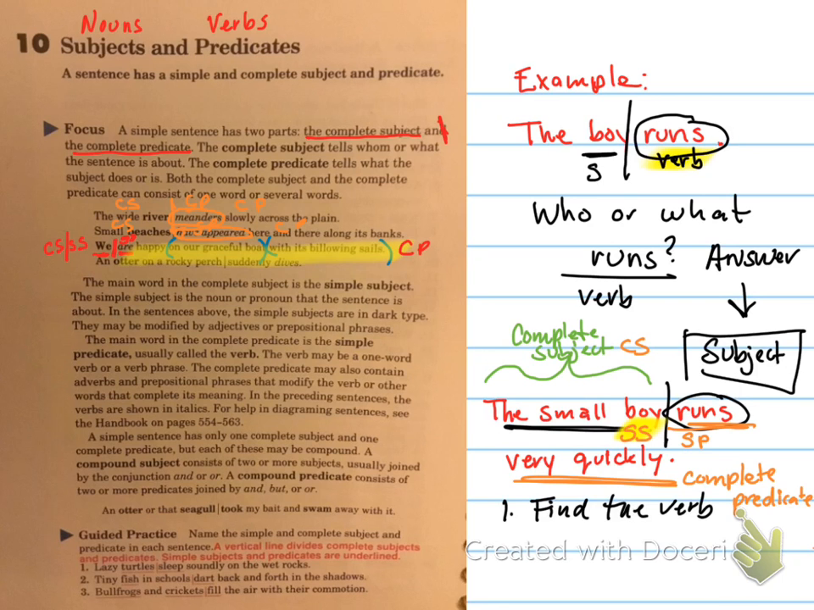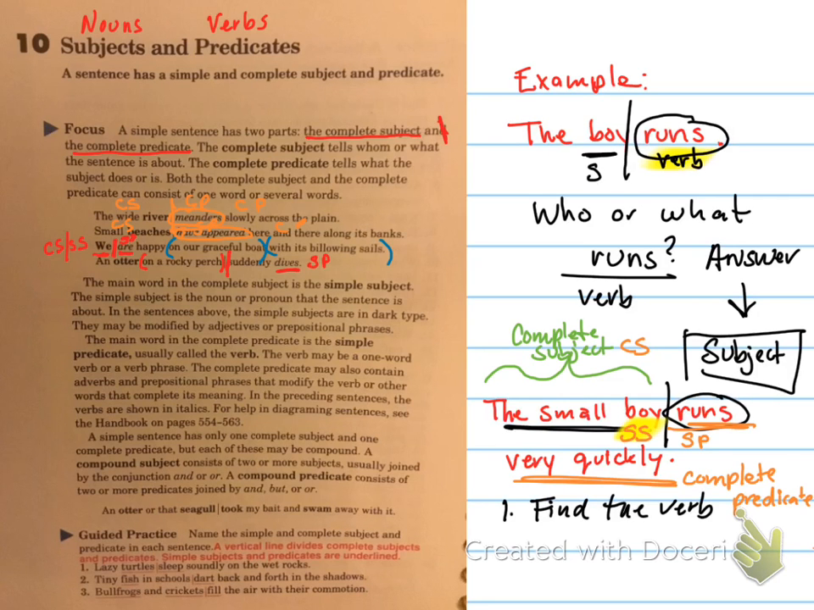Okay, an otter, move that so you can see a little bit better. An otter on a rocky perch suddenly dives. Okay, so again, I want to eliminate my prepositional phrase. Suddenly dives. I know dives is my simple predicate or verb. Who or what dives? An otter would be the answer. How suddenly? That's an adverb. So I'm going to put my line there.